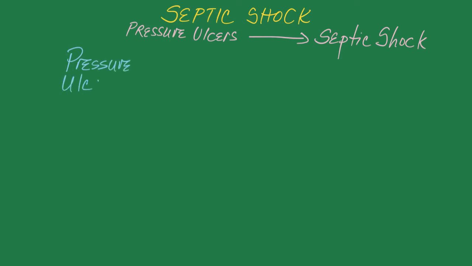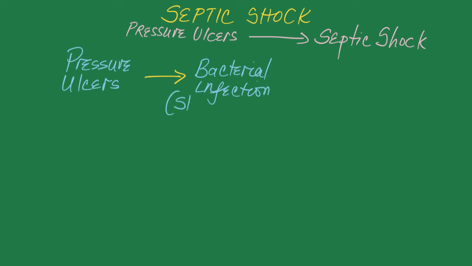So here we have the pressure ulcer. The pressure ulcers are infected by a particular kind of bacteria that always lives in the skin called Staphylococcus bacteria. You may have heard the name staph infection. So this bacterial infection is caused by Staphylococcus bacteria or staph bacteria.